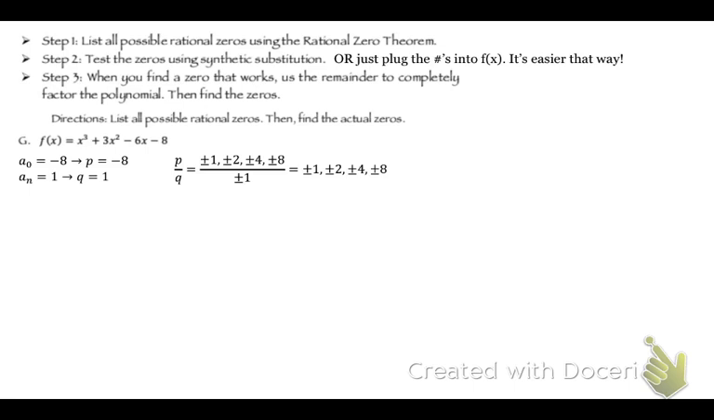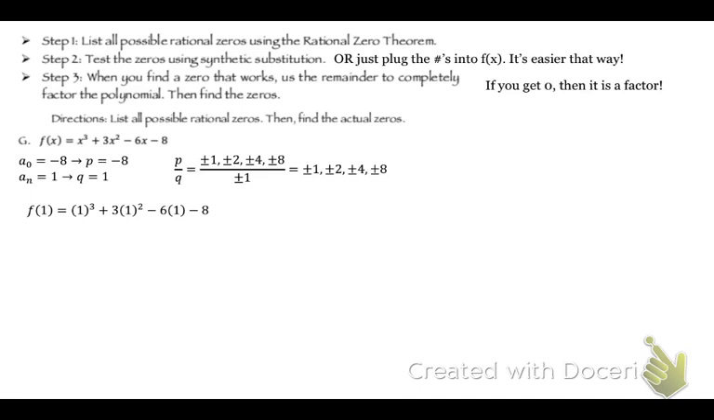Now, you can do that if you want. If you love doing synthetic division, go for it. But I think it's a little bit easier to just plug the numbers into f of x and see if you get 0. Because if you do get 0, then it is a factor, and then you can use synthetic division. Okay, so let's start with 1.